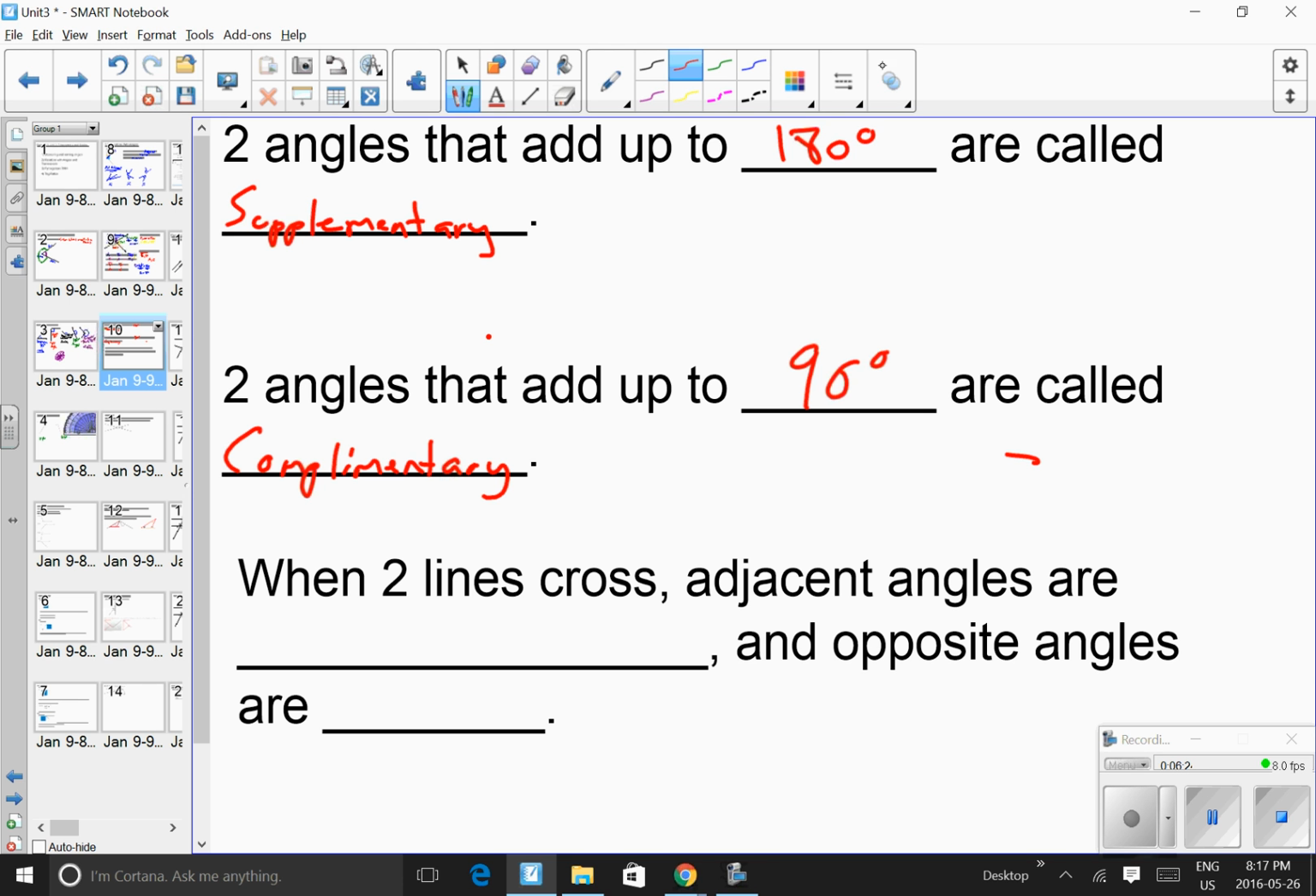All right, so as we saw on the last slide, when two lines cross, adjacent angles are supplementary. Adjacent angles add up to 180. And opposite angles are always equal. So whenever you have two lines crossing, if you know one angle, you can figure them all out, as we're going to do in the next example here.